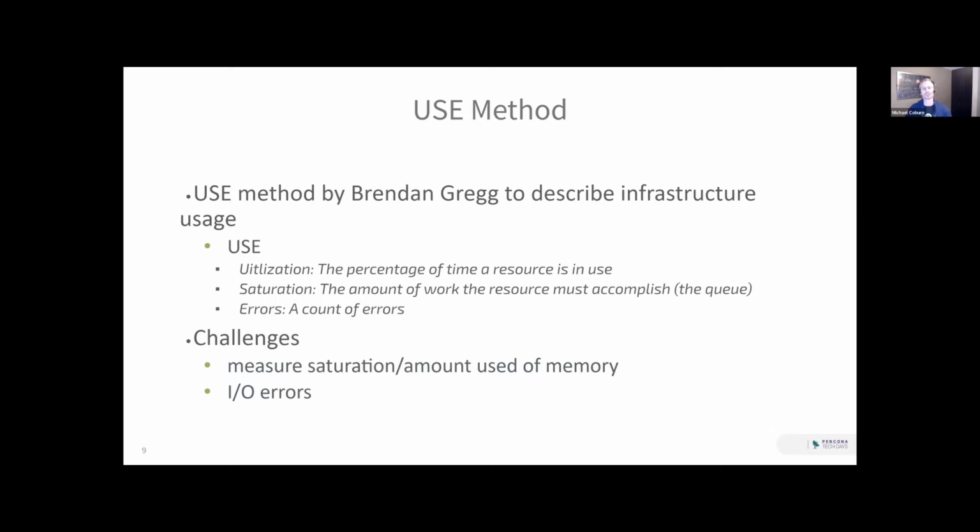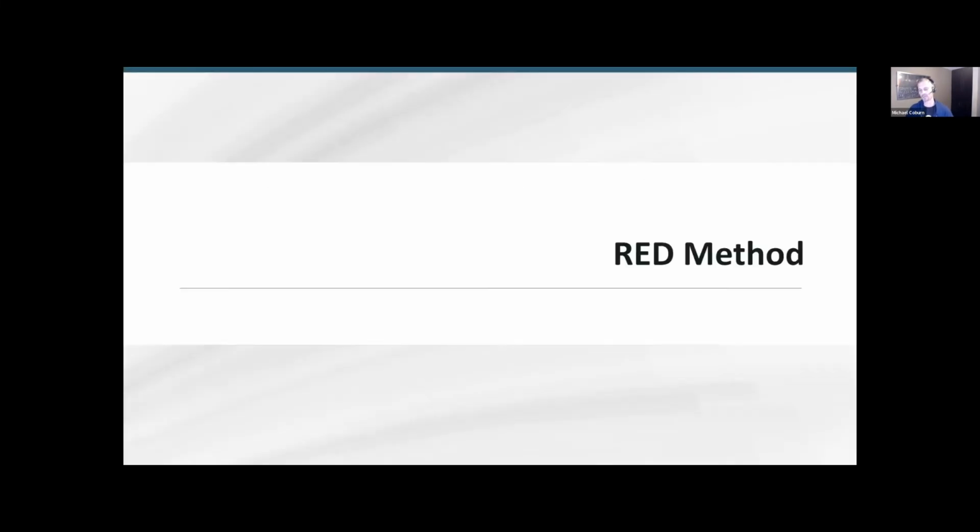But what it's not so great at, there are other characteristics that affect the performance of your database server. One of those is I/O errors, whether that's through the network interface or more likely to the disk. So the USE method doesn't necessarily filter up to us when we're stalling on disk, for example. We get into that when we use the RED method.